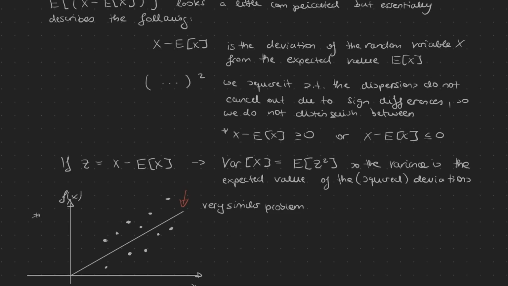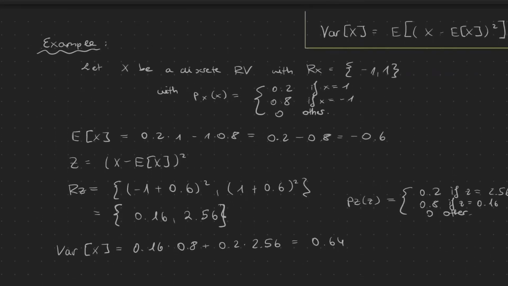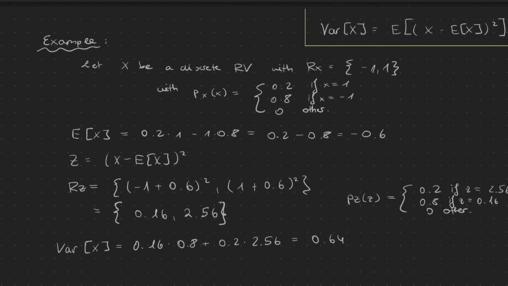If we relabel this deviation as z, then the squared deviation becomes z squared. Finally, the variance of x is simply the expected value of those squared deviations, represented by z squared now. So when we ask about the variance, we actually want to make a statement about the expected dispersion of the realizations in comparison to the expected value of x, right?